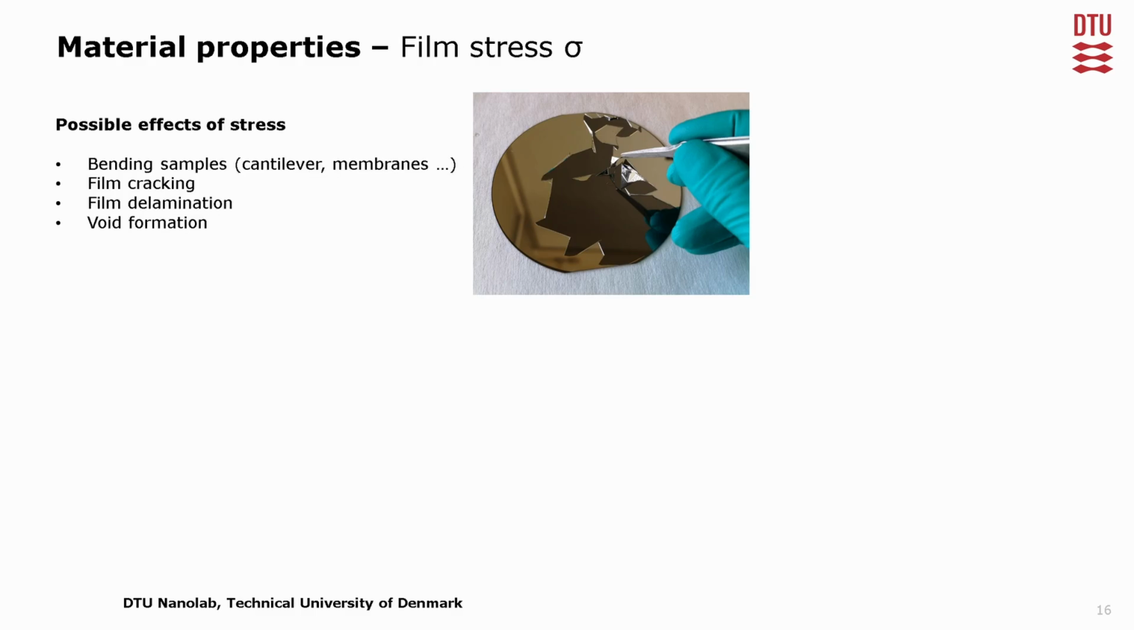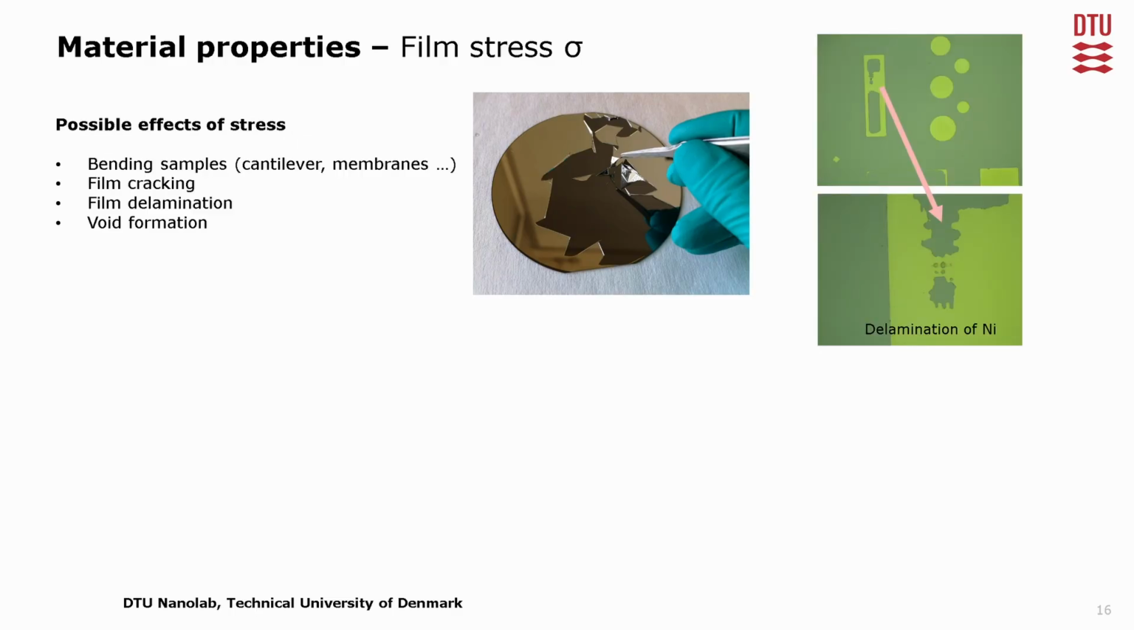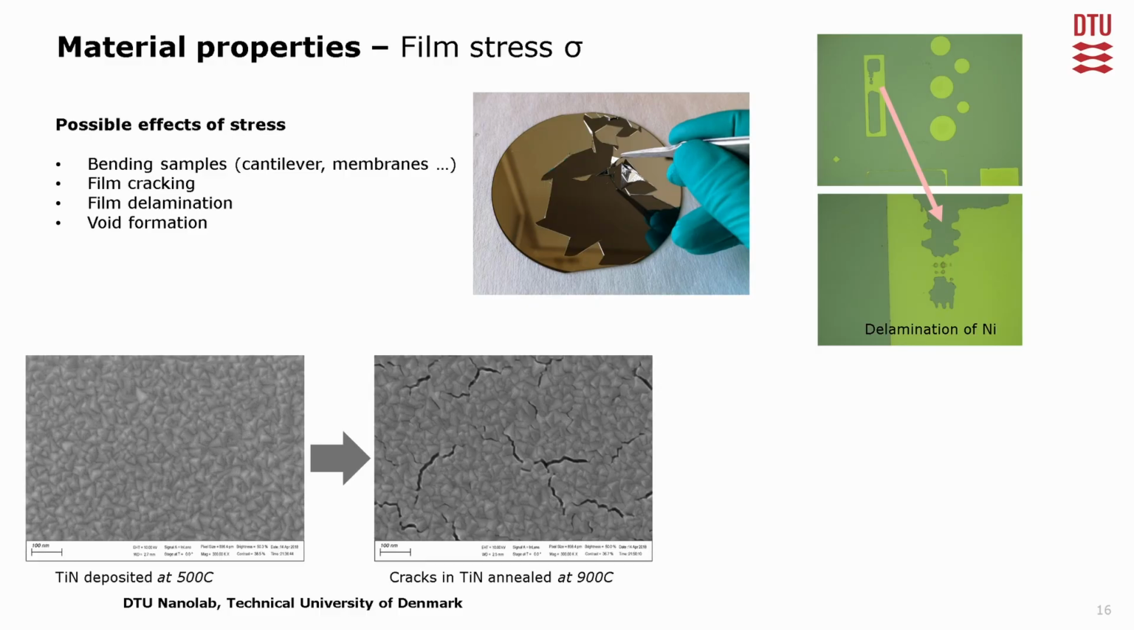Thin film stress can cause bending, cracking, delamination, and void formation. The example shows cracks in a nickel film under significant stress. Another example shows stress due to annealing. Annealing titanium nitride at 900 degrees Celsius after depositing it at 500 degrees Celsius results in nanometer scale cracks.